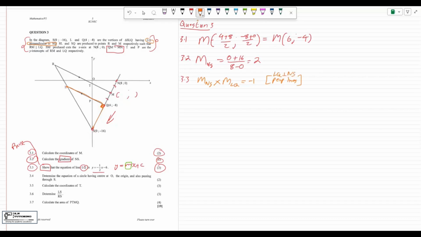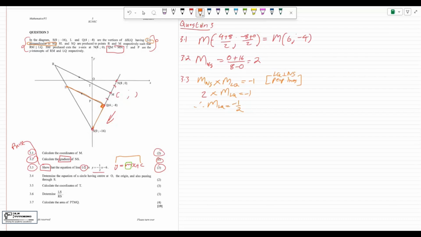All right, so now it's the method of substitution. My MNS 2 times gradient of LQ is equals to -1. Therefore, the gradient of LQ is equals to -1 over 2. All right. Now I need a point to find my y-intercept. Which point am I going to use? I can't use L. I don't have the coordinates there, so I'm going to use Q.